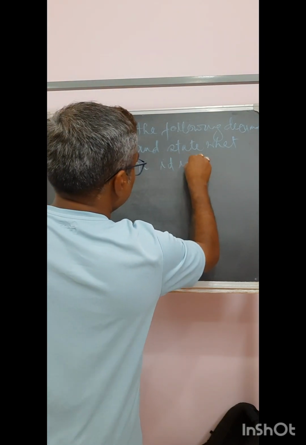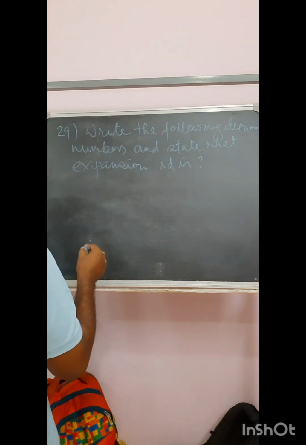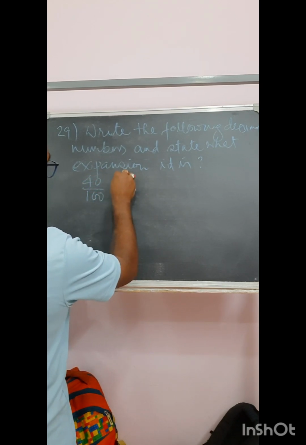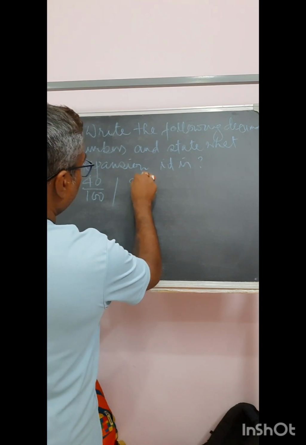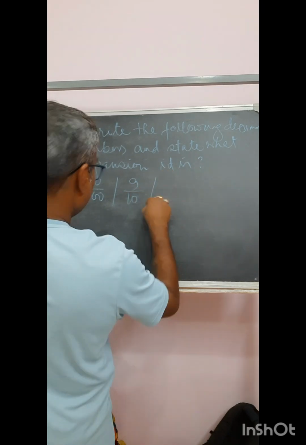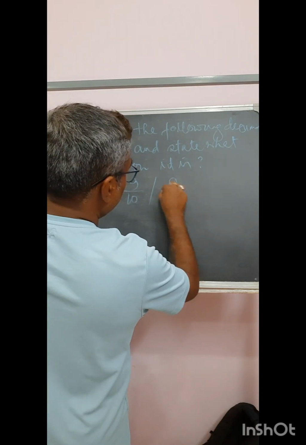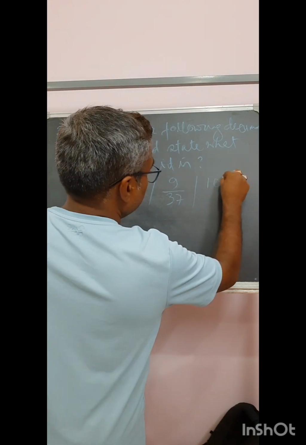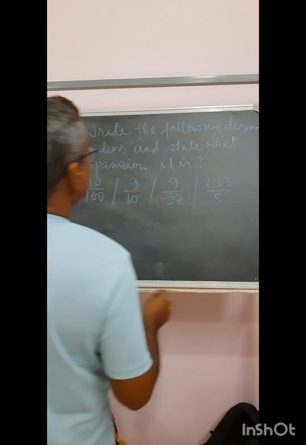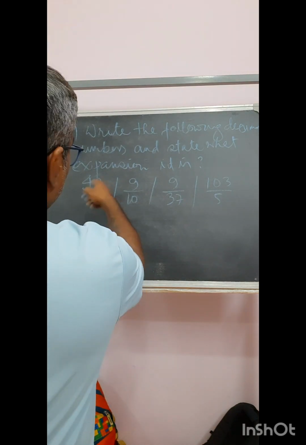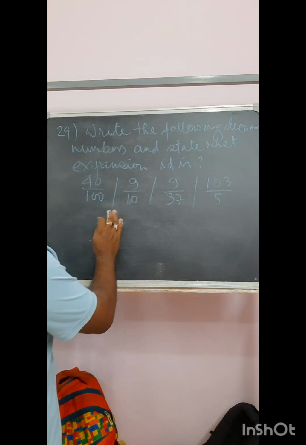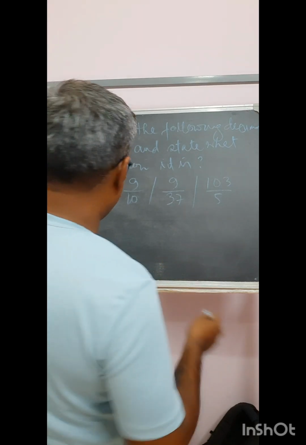Okay, the numbers are given as 40 upon 100, 9 upon 10, 1 upon 37, 103 upon 5. So one thing you have to do is convert each into decimal, and then you have to say whether it is terminating or non-terminating.